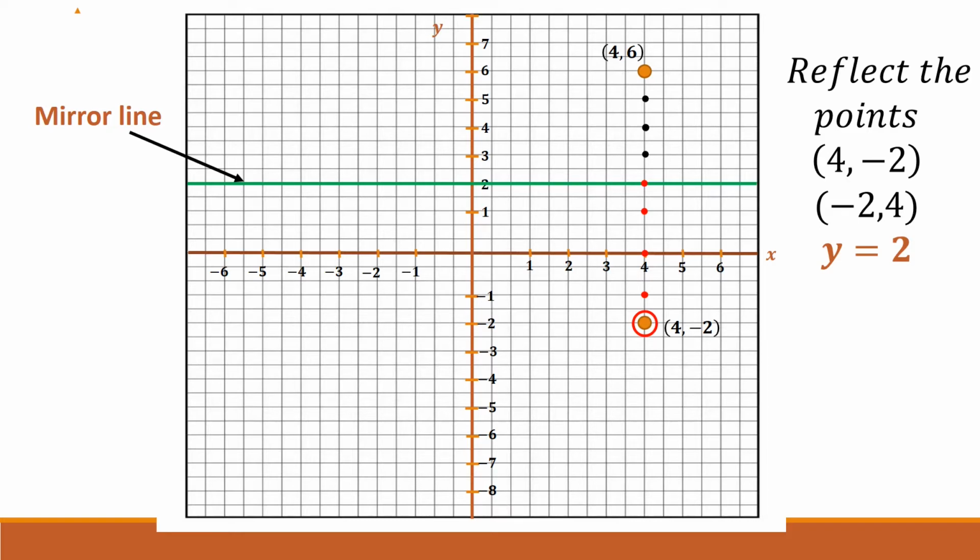In the same way, we pick the next object point, which is negative 2, 4, and we are going to move towards the mirror line. This time around we are moving down because the mirror line is below the point, and we move according to the scale in the graph. So 1, 2. I move 2 steps to get to the mirror line. In the same way, I'm going to move 2 steps away, so 1, 2. Now this point over here becomes negative 2, 0.